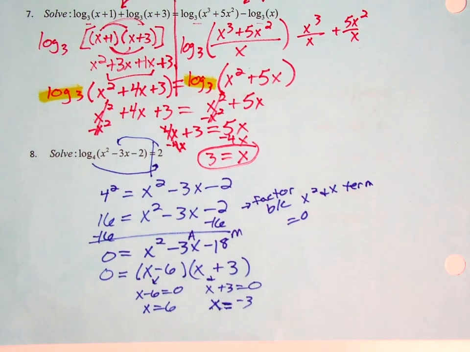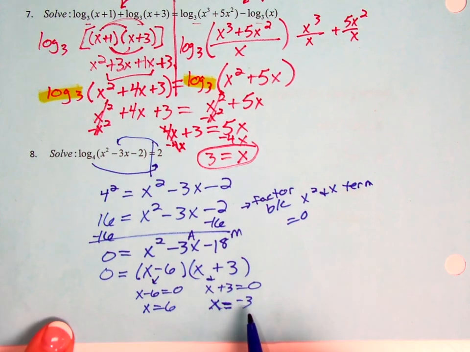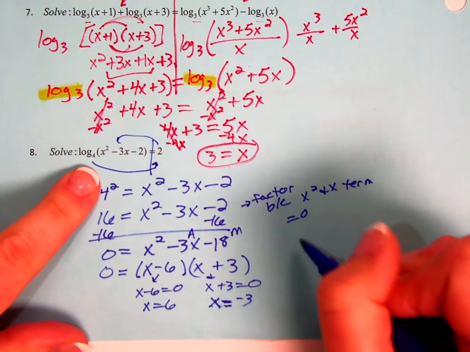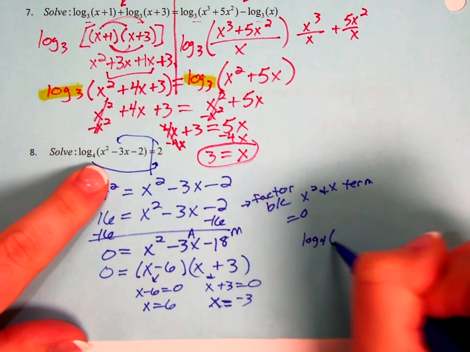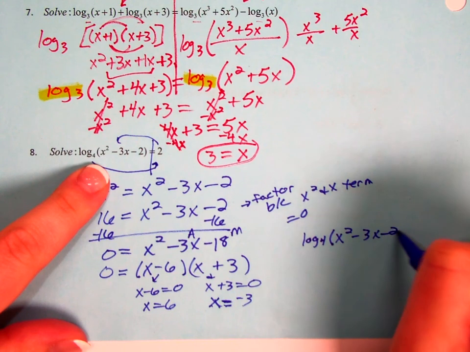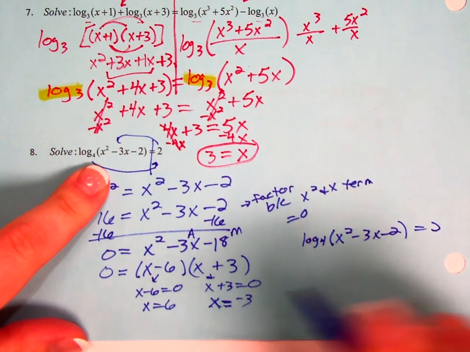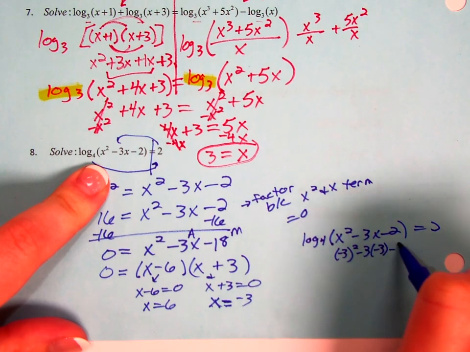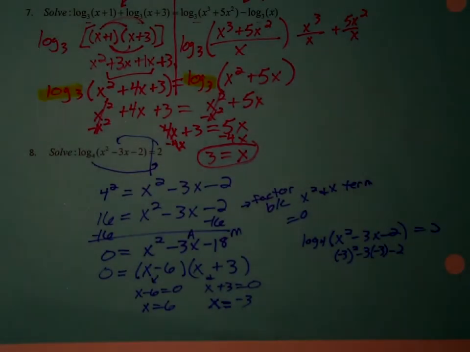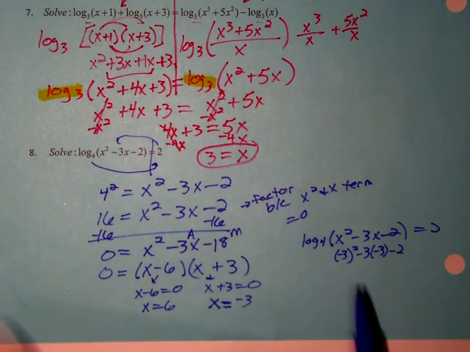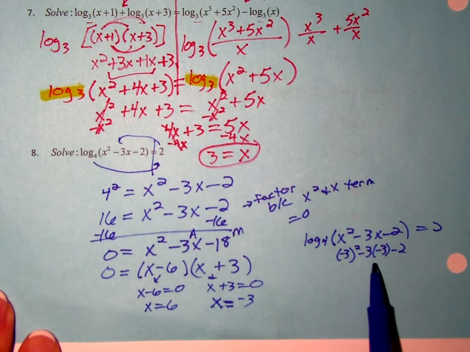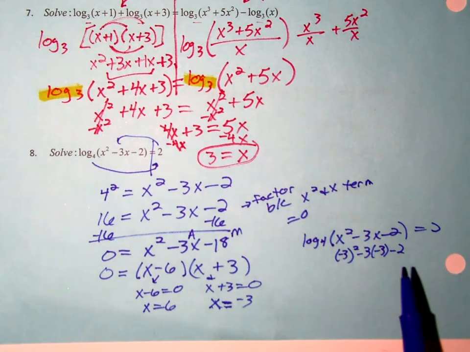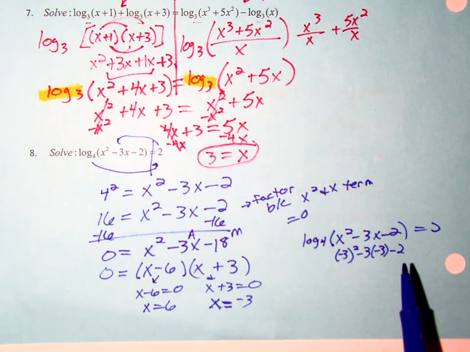Now remember, you still have to check for extraneous solutions. A lot of times we want to think that negative 3 is going to be an extraneous solution because it's negative, but let's try plugging it in. So log base 4 of x squared minus 3x minus 2 is supposed to equal 2. Well, if I plug in negative 3 here, that would be negative 3 squared minus 3 times negative 3 minus 2. And this would be 9 plus 9 minus 2. 9 plus 9 is 18, minus 2 is 16.